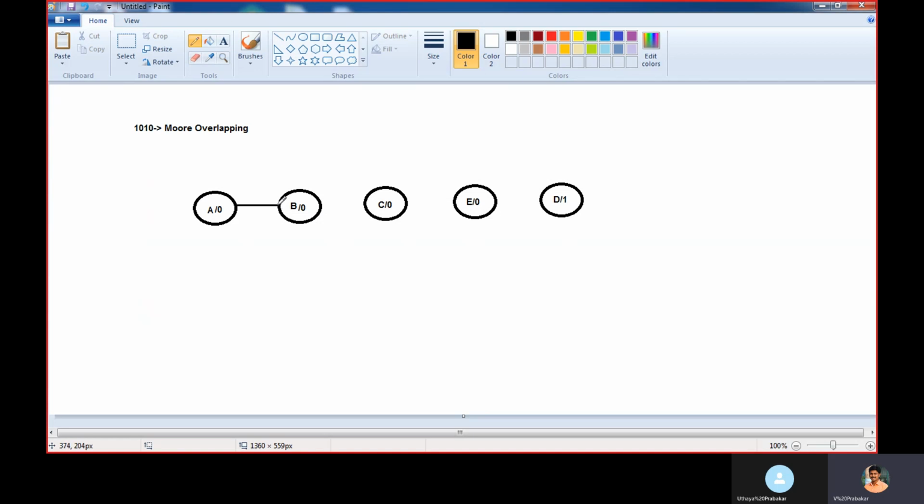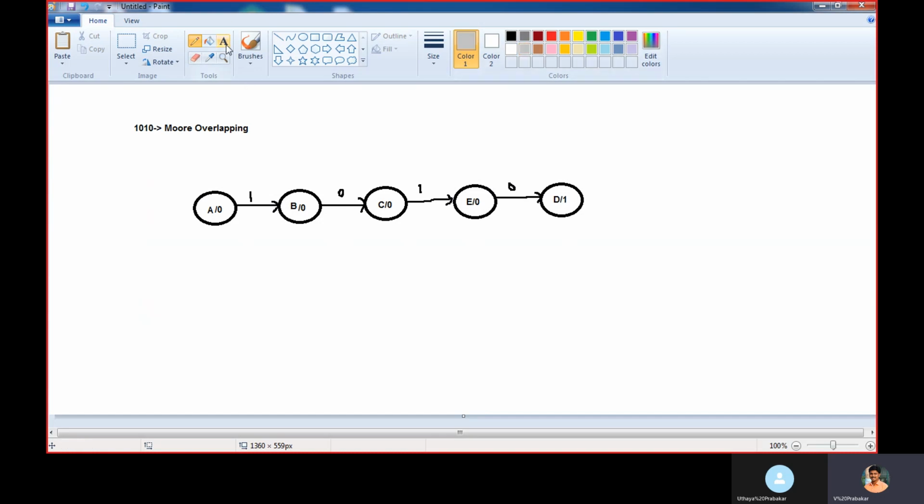Now the input is 1 to move to B. From here the input is 0 to move to C. From here the input is 1 to move to E. 1 0 1. Again the input is 0 to move to D. At that time the output is 1.